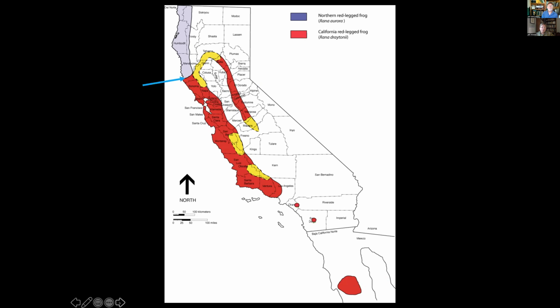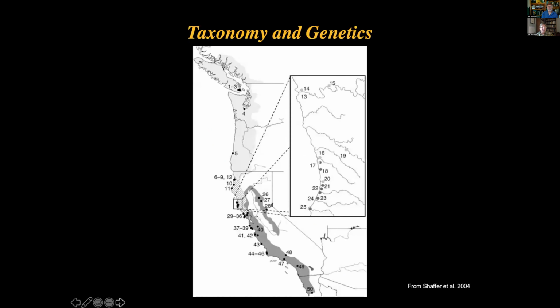So here's that funny little zone that I was talking about that Schaefer wanted to focus on when he did his work. So I'm switching to his map. So this is right out of his paper from 2004. So that little spot on my map is right here where this little box is. So northern red-legged frog up here, California red-legged frog down here in the dark gray. The intergrade zone is what Stebbins used to be pointing out. That's what they're pointing out here is Stebbins' intergrade zone, not Schaefer's intergrade zone. Schaefer's intergrade zone is right here in the little red box.